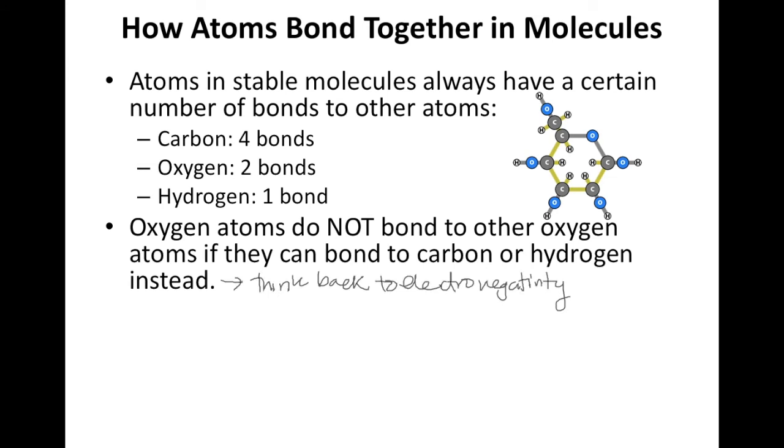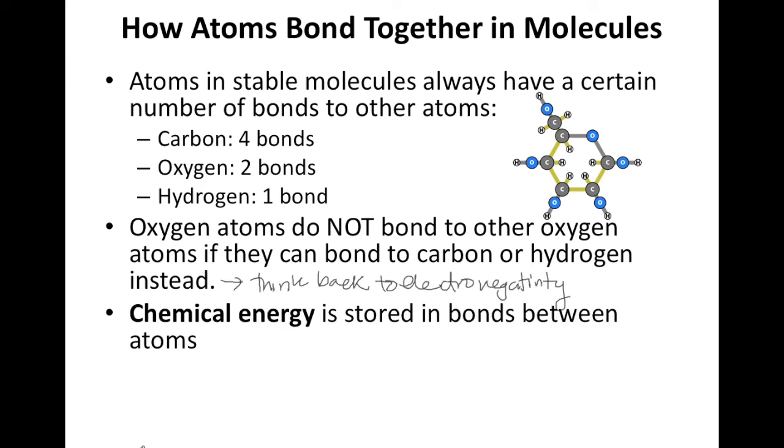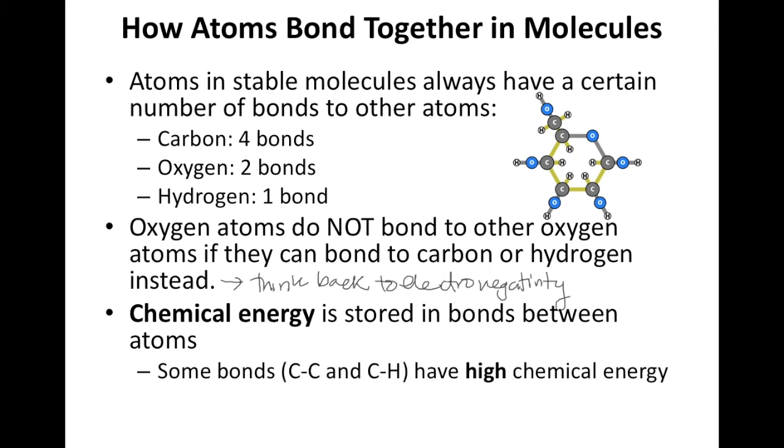Now, the chemical energy is stored in those bonds between the atoms. So an analogy is to think of how energy can be stored in bonds. If you hold 2 magnets of the same ends together, there's a little bit of force between those 2 magnets, okay? And you can conceptualize energy being stored in those bonds as that force between 2 magnets.